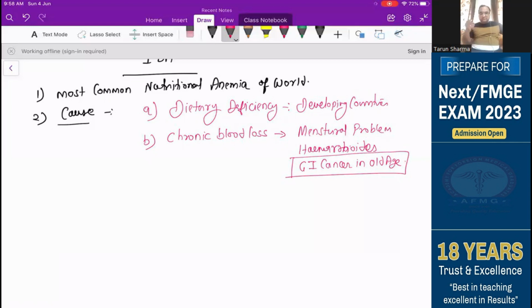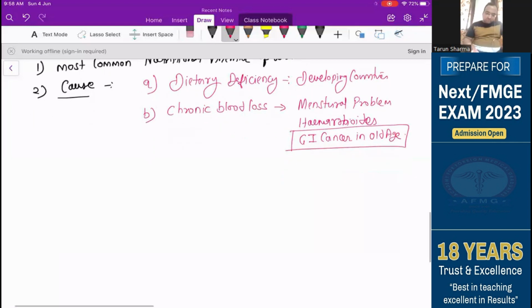Otherwise, hemorrhoids, menstrual problems, so many other causes can be there. Next thing, the patient is eating a sufficient amount of iron in the diet, and there is no chronic blood loss, but still the patient has iron deficiency. Then what can be the cause? The iron you are eating in your diet is not getting absorbed from the GIT, and that is called malabsorption of iron. So malabsorption disease will be the next option for the cause.